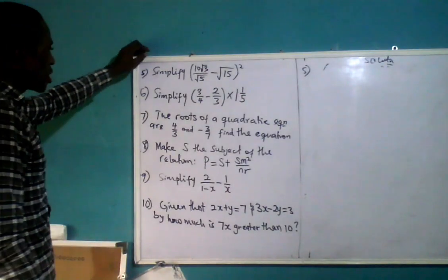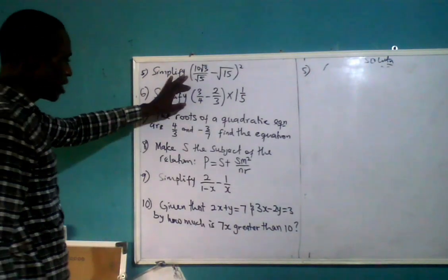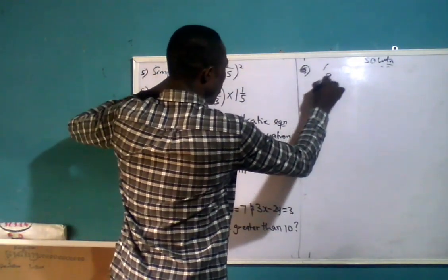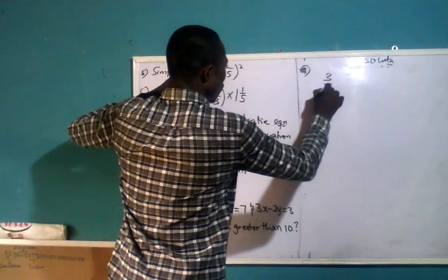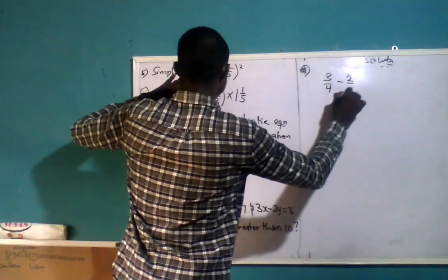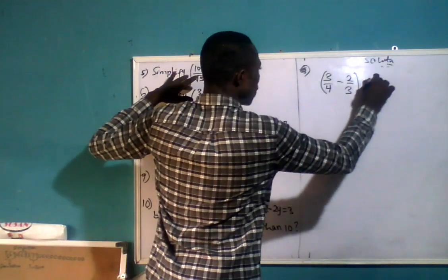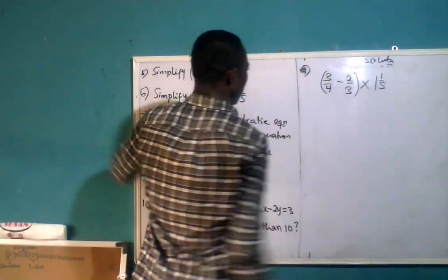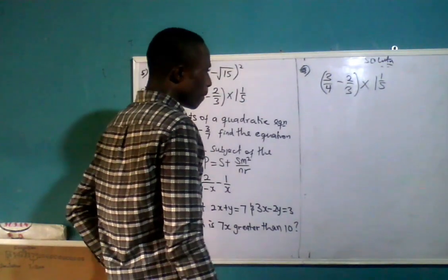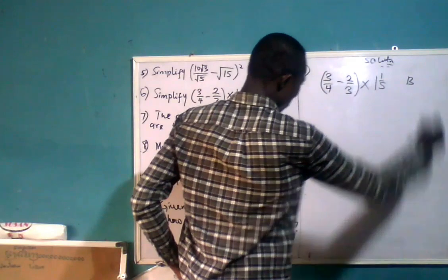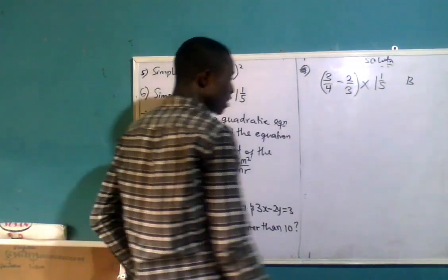In the next question, we are asked to simplify this expression. That's question number 6. We have to simplify (3 all over 4 minus 2 all over 3), close brackets, multiplied by 1 whole number, 1 over 5. Okay? By the order of BODMAS.